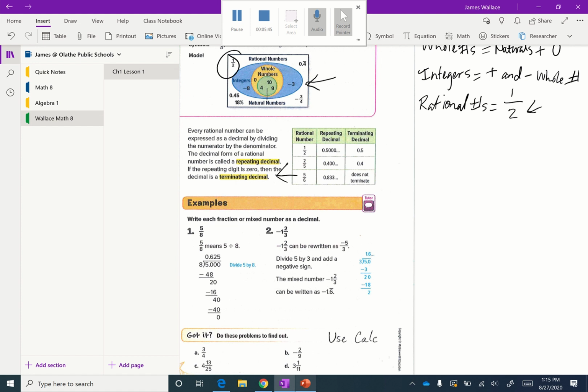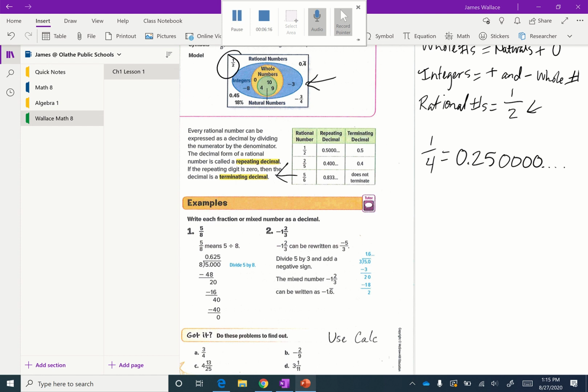A terminating decimal is, let's say we have the fraction 1/4. If you type 1 divided by 4 into your calculator, you would get the decimal 0.25. This is an example of a terminating decimal because the repeating digit is 0. If you were to write in zeros here, nothing changes. Those are the same thing: 0.25 and 0.25000, etc.